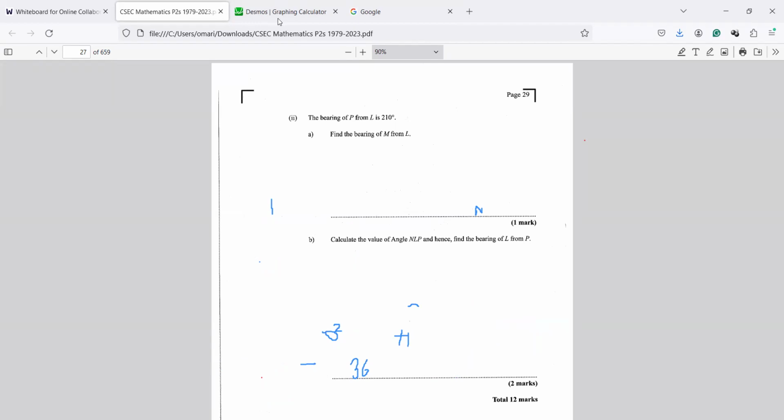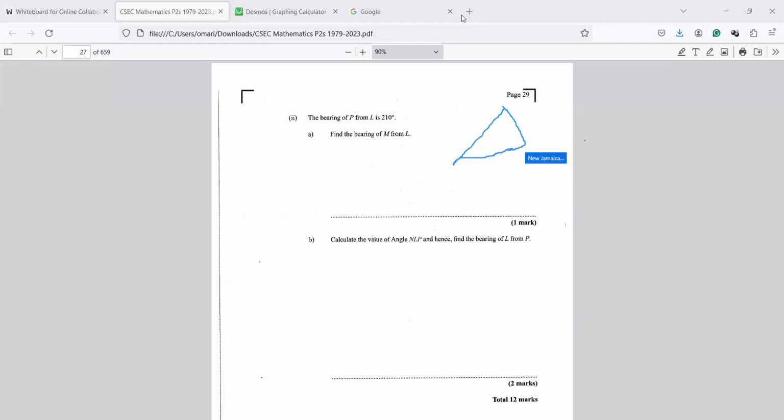All right, so the second part of the question asks us to find the bearing of M from L. So they add a little note to say the bearing of P from L is 210. So let me do a little drawing here, just a little mock-up diagram for you to be able to track what the other diagram would have looked like. It won't be perfect, bear with me.